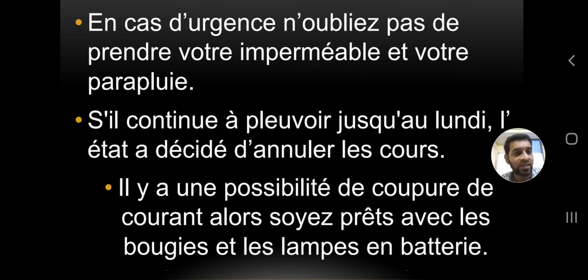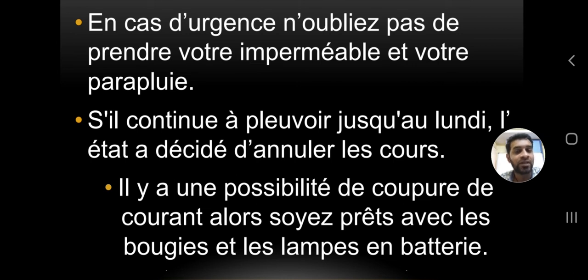But now it's not the case. Okay, you are in holidays since 5 years, and when we were students, that used to be the case. We'd be waiting in front of the television so that they announce it's a holiday. So voilà, s'il continue à pleuvoir, if it continues to rain till Monday, the government has decided to cancel the classes, annuler, to cancel.